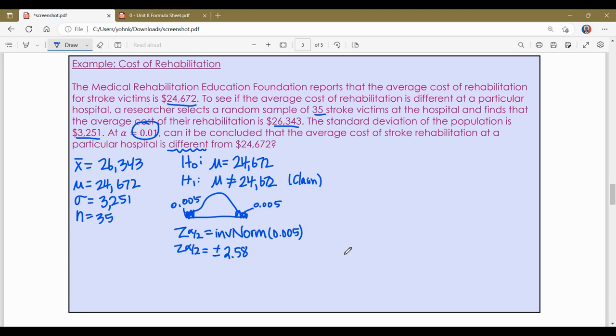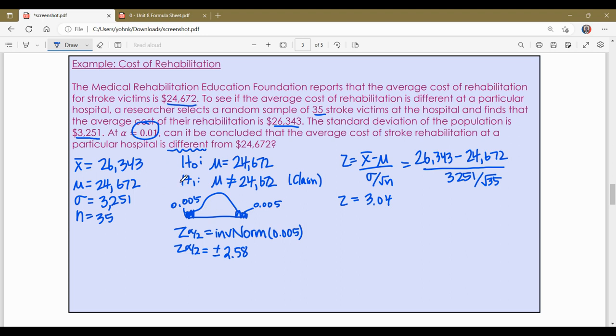We do only calculate one test statistic though, because we only have one set of data. And so our test statistic, x bar minus mu over sigma over root n, we've got 26,343 minus 24,672 divided by 3,251 over square root 35. This gives us a test statistic of 3.04.